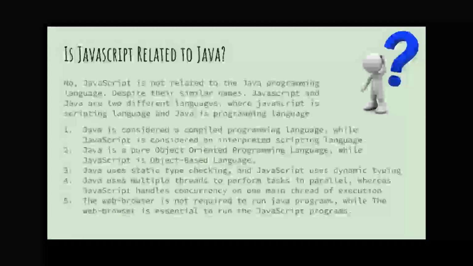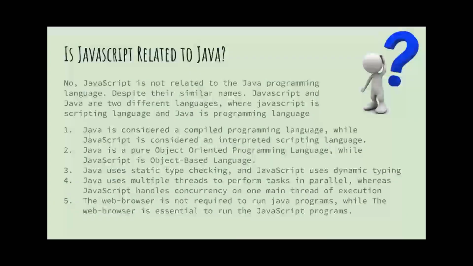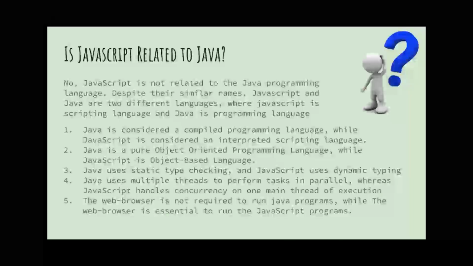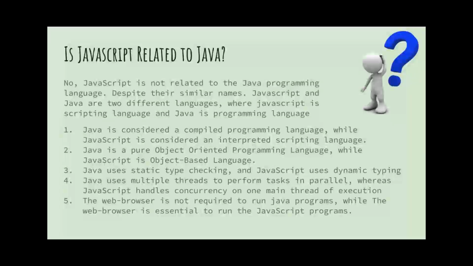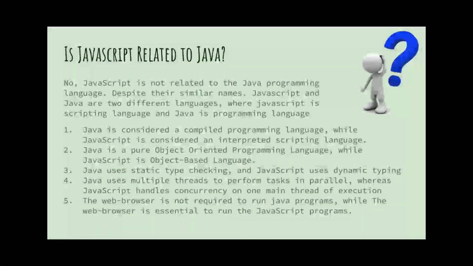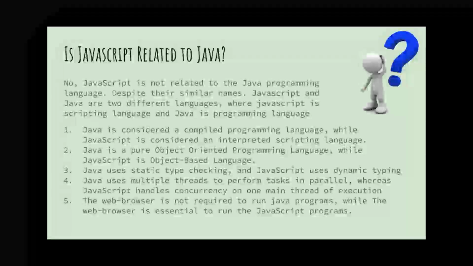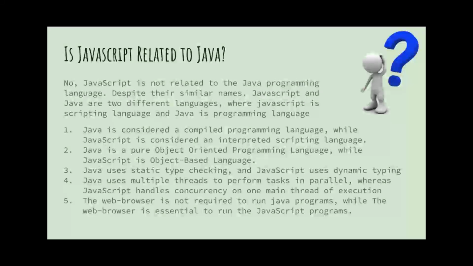Now the question arises: is JavaScript related to Java? No, JavaScript is not related to Java despite their similar names. JavaScript is a scripting language, whereas Java is a programming language. Java is a compiled programming language, while JavaScript is an interpreted scripting language.